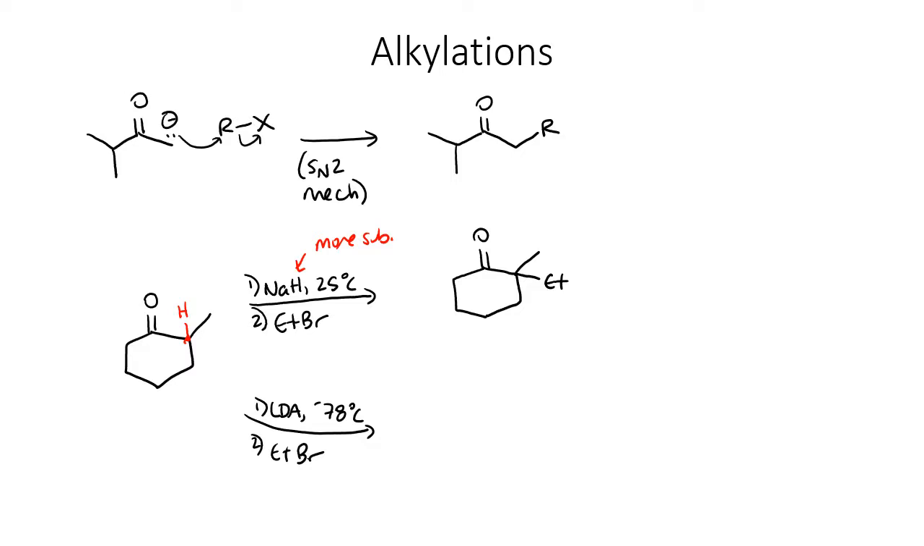we know that the LDA is going to go to the least substituted alpha carbon. So it'll remove one of the two alpha hydrogens here, and the enolate will form on this carbon there. That again will go and attack the ethyl bromide and kick off the bromine as a leaving group. And we end up with this product here. So you can control which product will form when you're dealing with asymmetrical ketones by choosing the appropriate base.